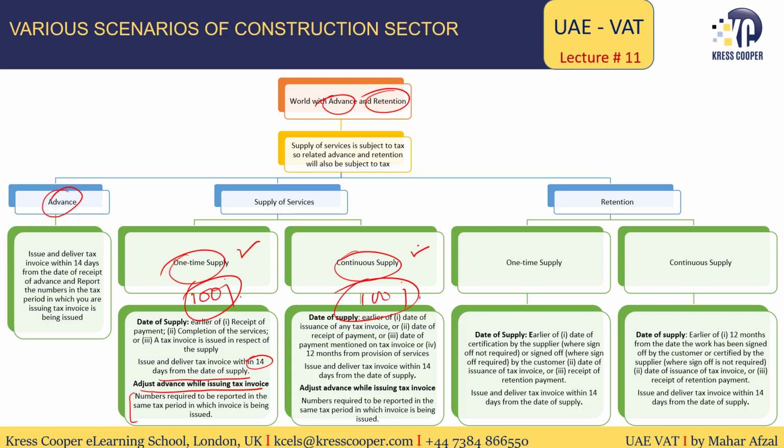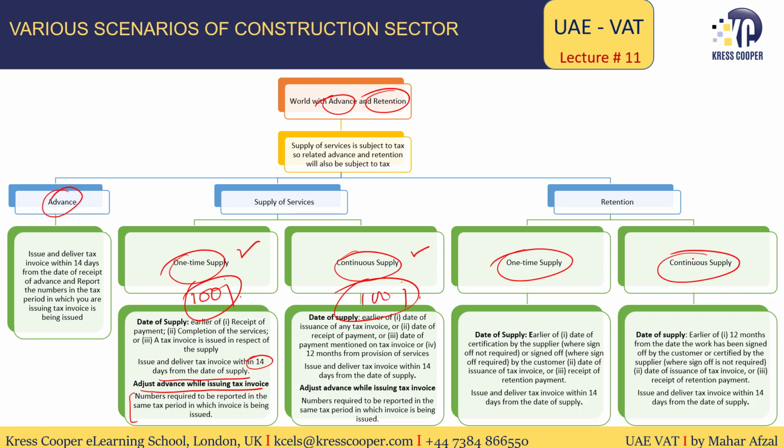Now it comes to the retention. What is retention? Sometimes the customer is retaining some amount. Might be the customer is not accepting some portion of the work. Might be during the defect liability period, the customer wanted to test everything. So the customer is retaining some amount and is not accepting some portion of the work delivered by the contractor.